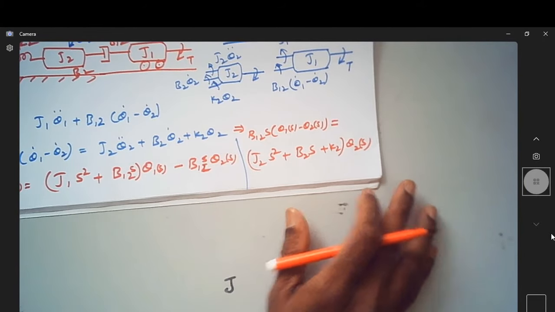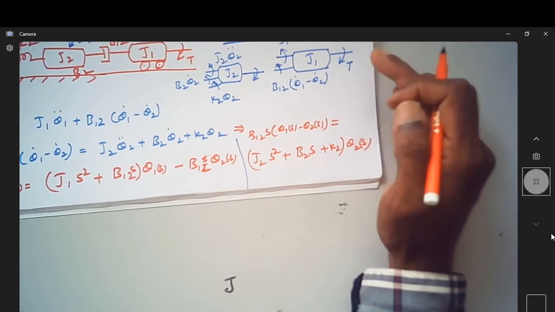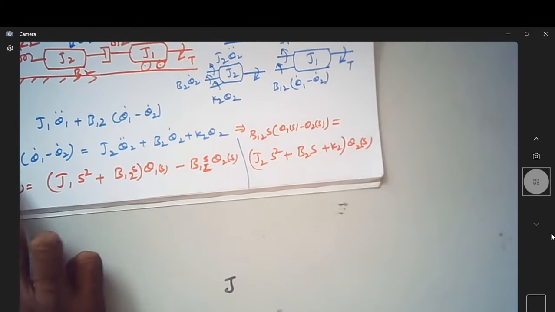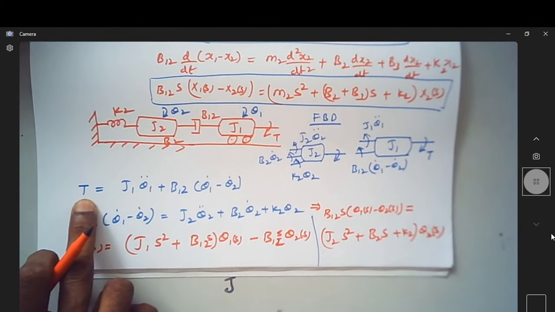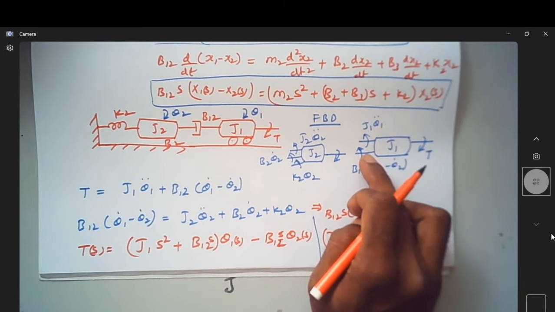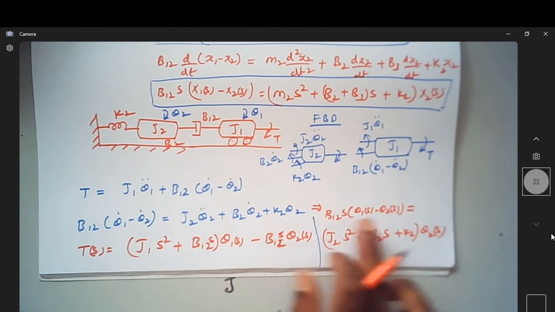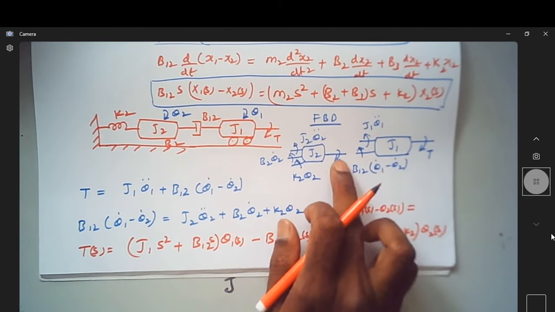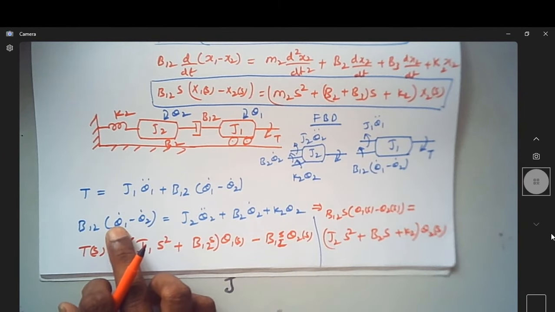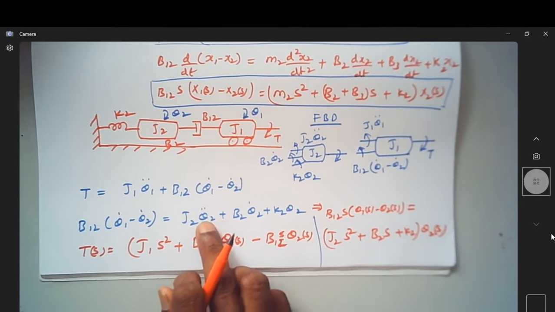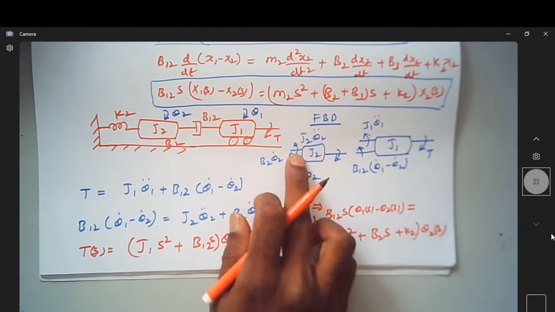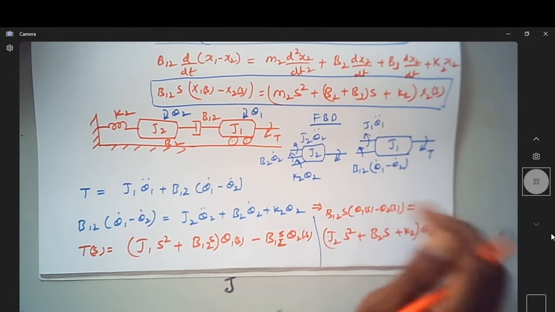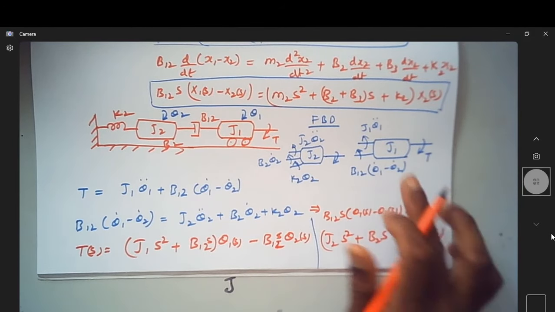So this is the acting torque T. The opposing torques are this plus this, and of course its Laplace is given here. This becomes the acting torque for the second inertia J2, and the three opposing torques are in the opposite direction, that is the anti-clockwise direction. You will end up with this.